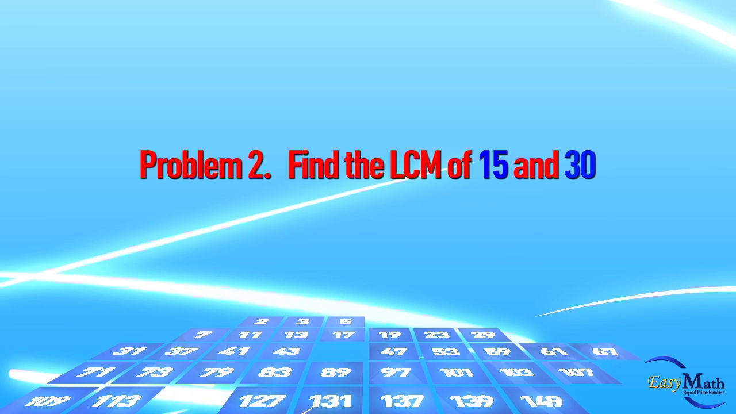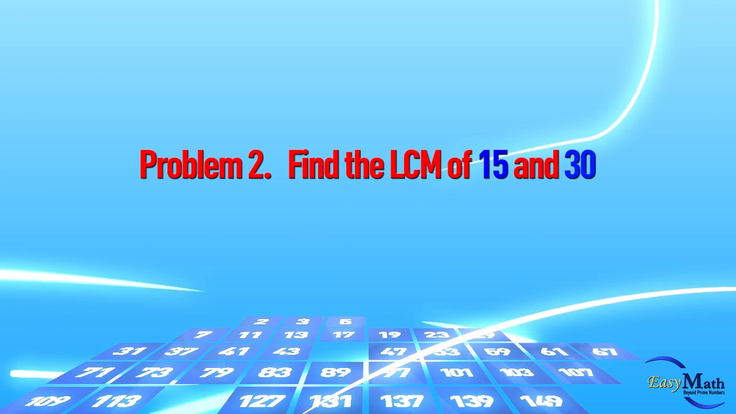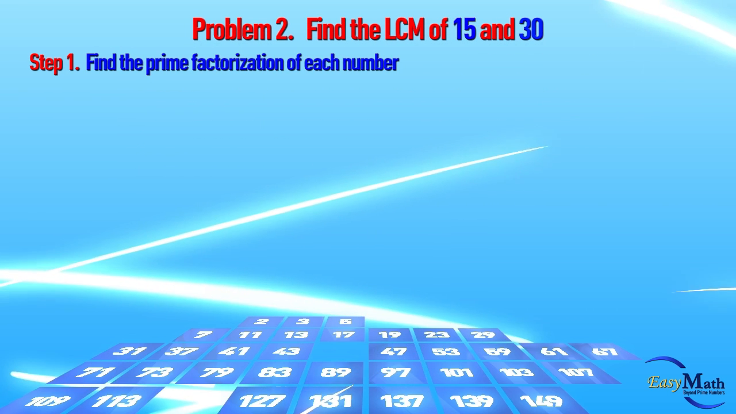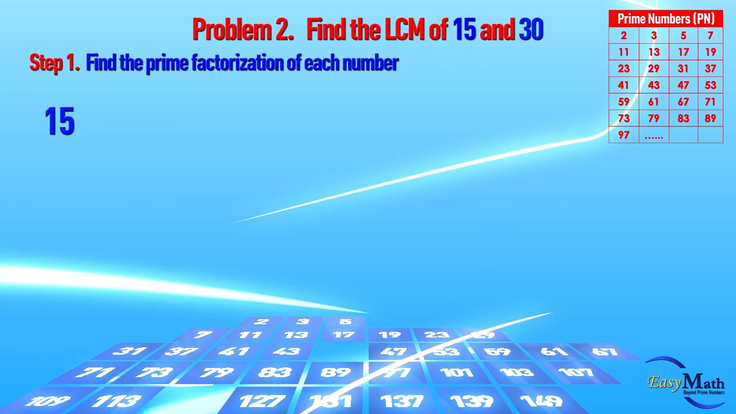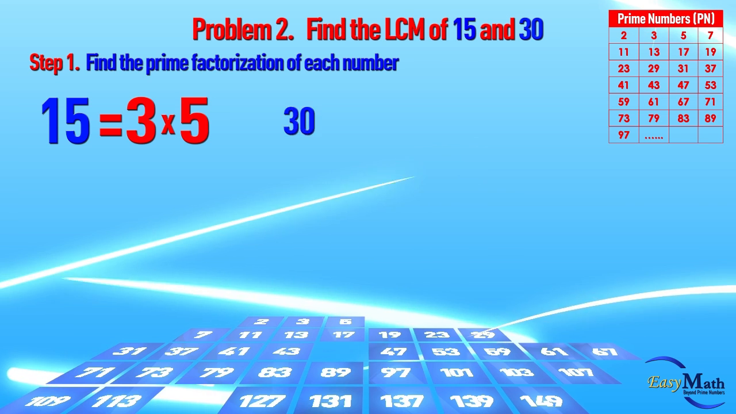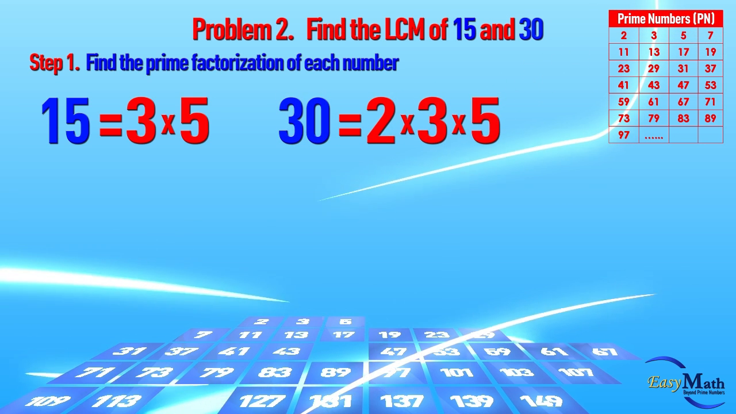Problem 2. Find the LCM of 15 and 30. Step 1. Find the prime factorization of each number. 15 equals 3 times 5. 30 equals 2 times 3 times 5.